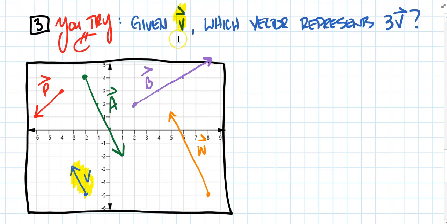Okay, here's a quick little U-try in box number 3. I have given you vector v, which is this blue highlighted one over here in the bottom left-hand corner. I'm asking you which of the following vectors, either p, a, b, or w, represents 3v.